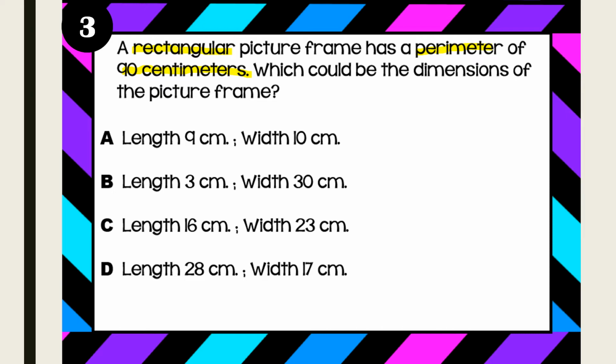Okay, to solve this, I'm going to draw a picture and solve the perimeter for each shape. So I need to solve a perimeter for a rectangle that's 9 by 10, a rectangle that's 30 by 3, a rectangle that's 16 by 23, and a rectangle that's 28 by 17. Draw the 4 rectangles, then add all the sides for each one. Pause it here and play when you're ready to check.